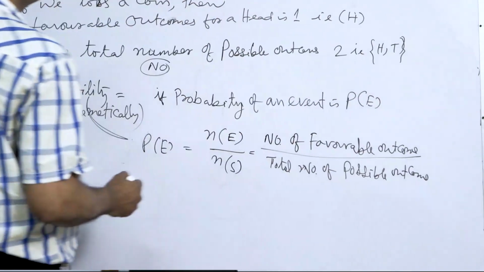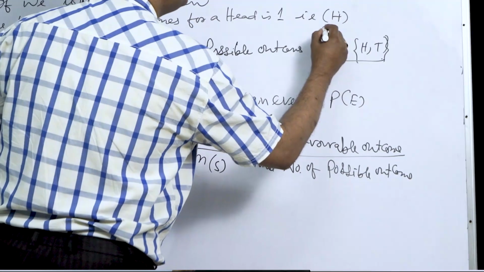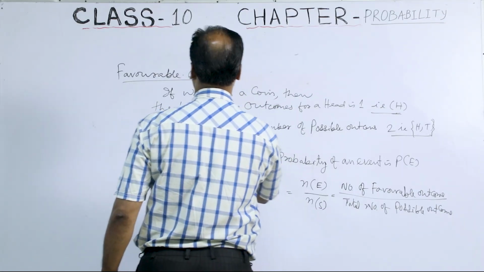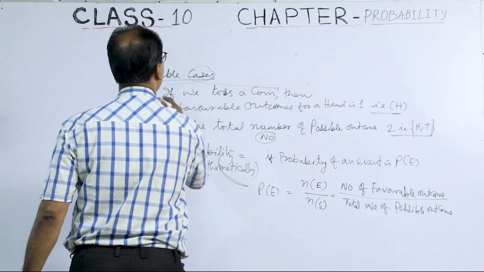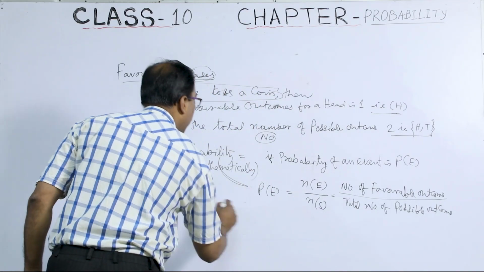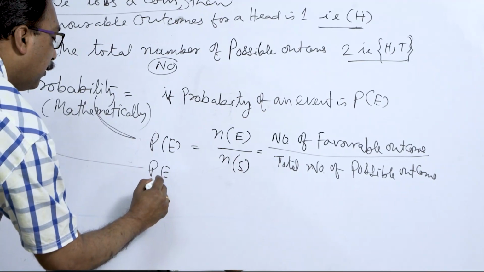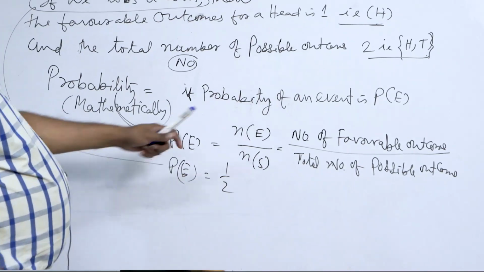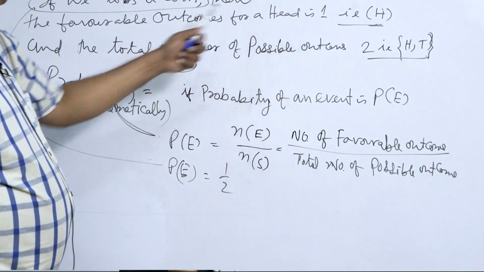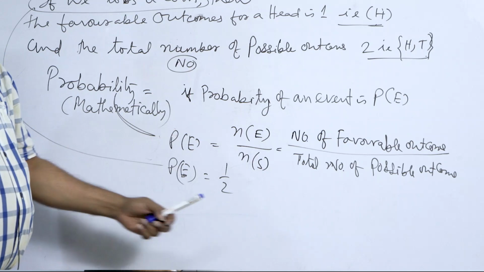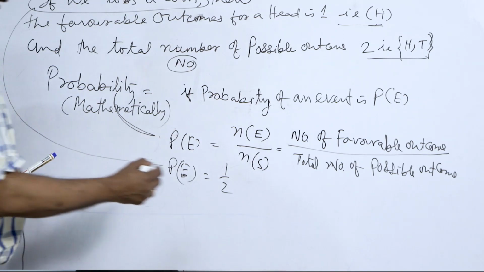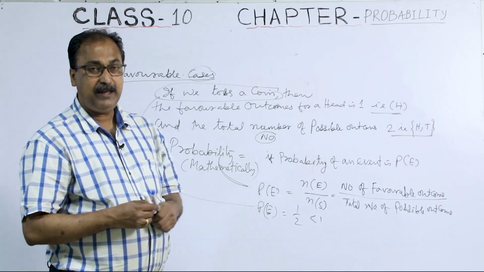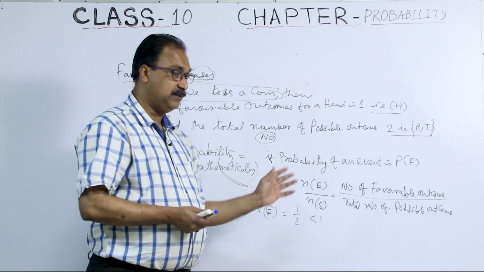For these cases, what is the total number of possible outcomes? 2, and there is 1. So, for this example of tossing a coin, P of E, the probability of that event, will be 1 by 2. See, the number of favorable outcomes is 1 and the total number of possible outcomes is 2. So, 1 by 2. What does it indicate? It is less than 1, no? So, the probability of any event is always between 0 and 1.